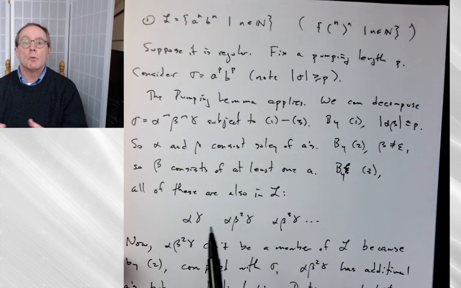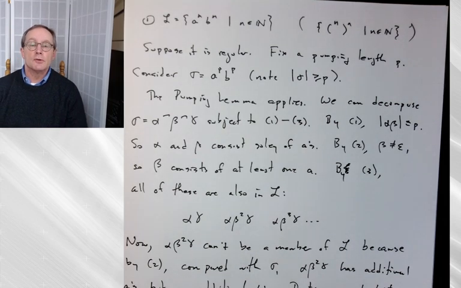A person may say, well, what's wrong with the regular expression a star b star? And the answer is that a star b star would match something like 3 a's and 4 b's. But 3 a's and 4 b's is not a member of this language. 3 a's and 3 b's, good. 4 a's and 4 b's, good. 3 a's and 4 b's, no.